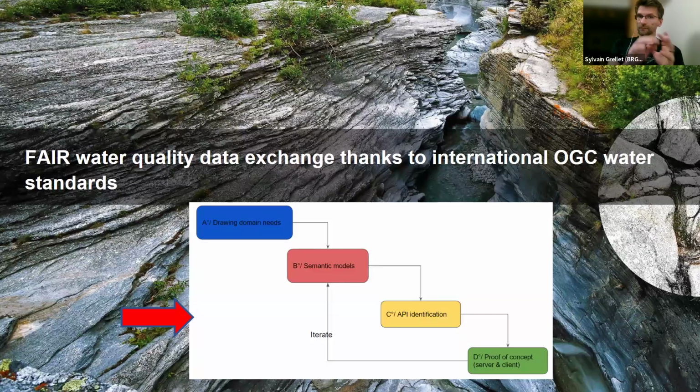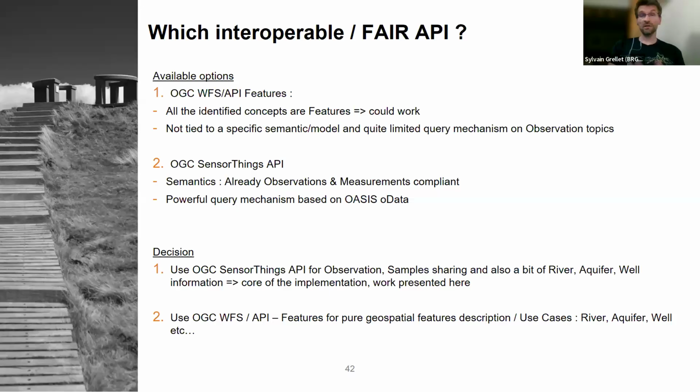So this was a sub-deep dive into those domain needs and how you do the semantic modeling. Then how can we exchange that now that the group has a common understanding of what we want to achieve? Which interoperable API should we use? So on the table, mainly we had two available options: OGC Web Feature Service or OGC API Features for the new API. In OMS, all the concepts are exchanged as features, so conceptually that could work.